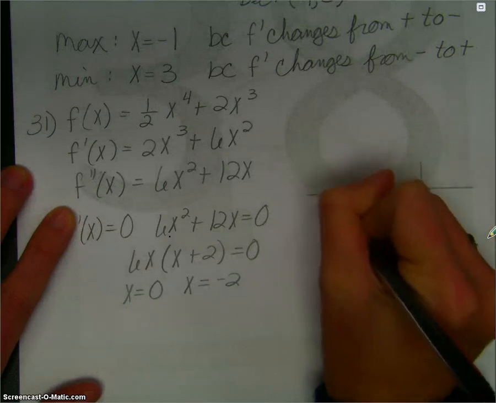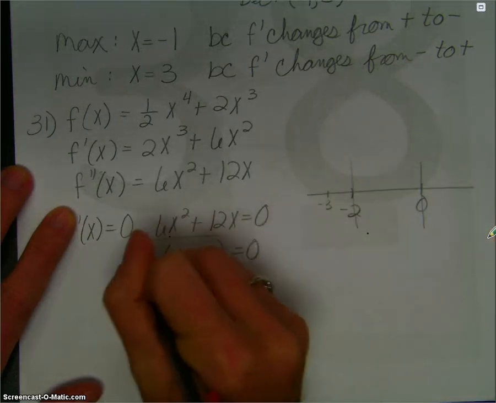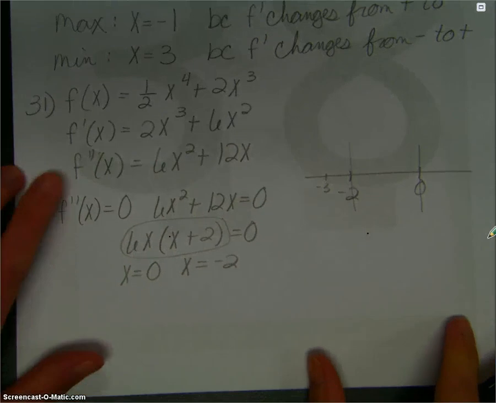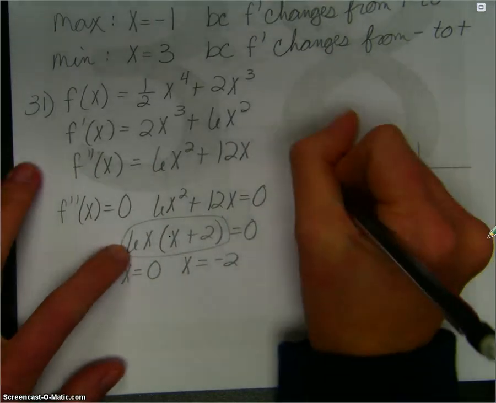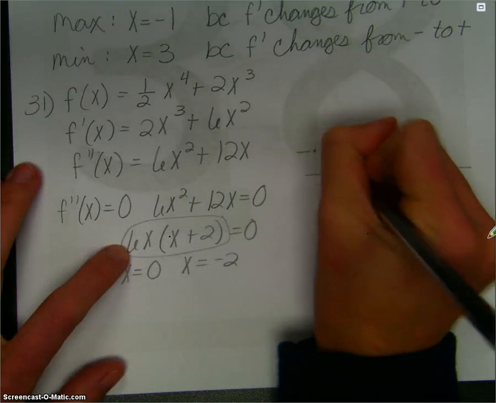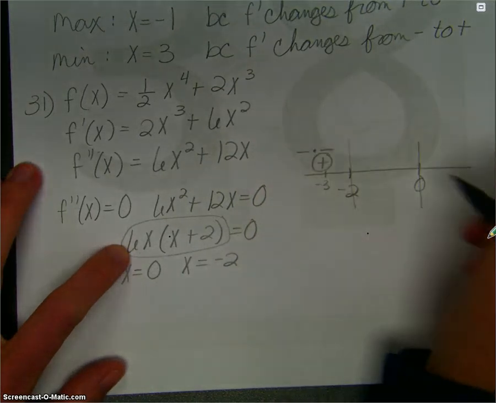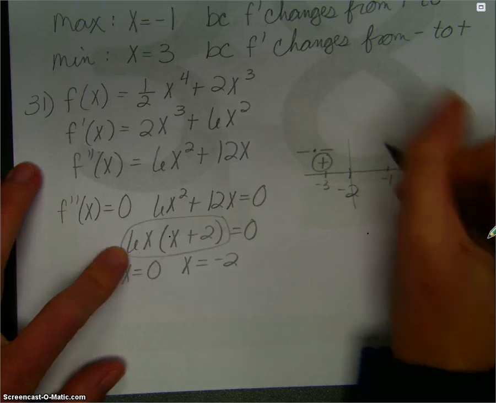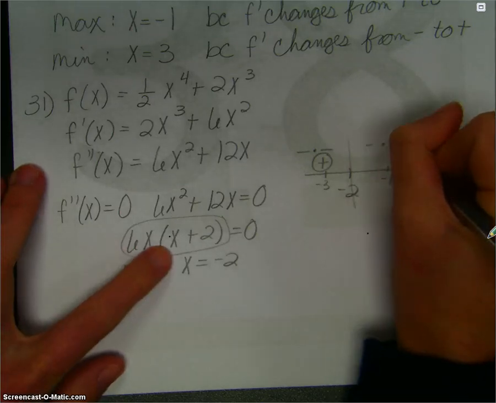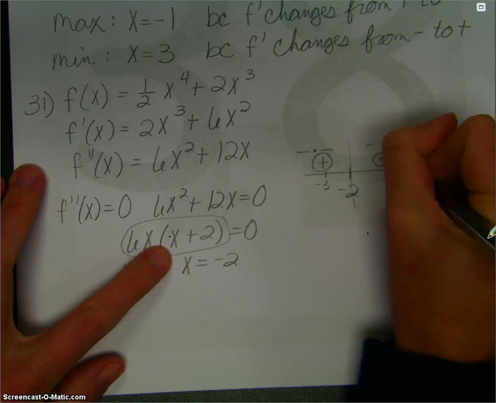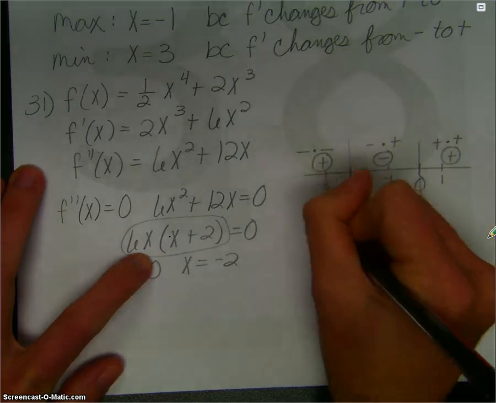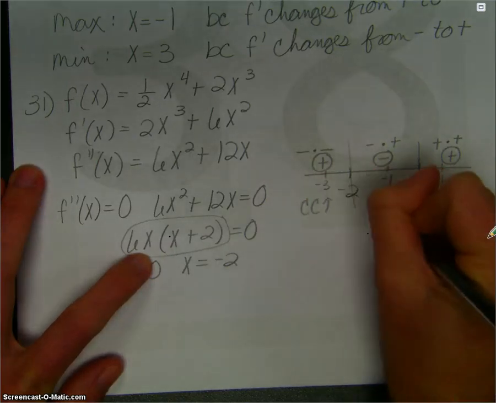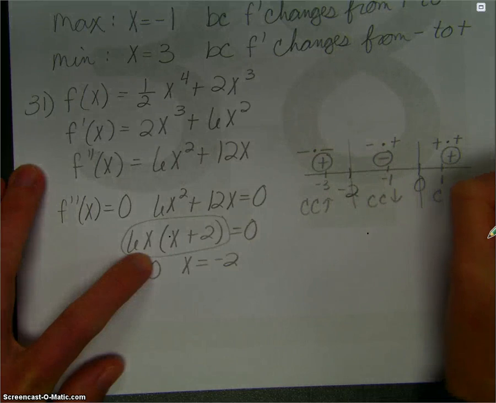And I want to pick numbers, so let's start with negative 3. And again, I'm going to plug into my factored form right here. You can plug into the original second derivative if you want to. This right here is very easy to use. So that's going to give me negative 18 and negative 1, which gives me a positive. And in between, I'm going to use -1, so that'll give me -6 times +1, which gives me a negative. And up here, I'm going to use 1, so that gives me a +6 and a +3, which is positive. And so here we have concave up, and concave down, and concave up.